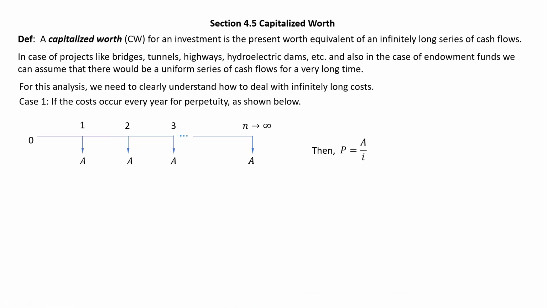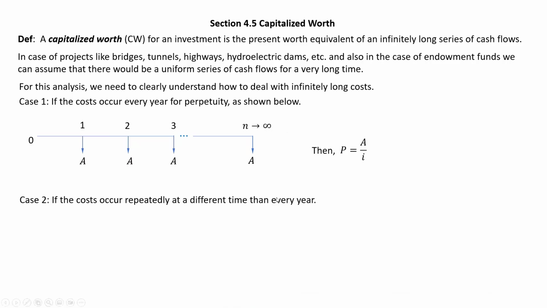Okay, if you don't recall this formula, that's perfectly fine. But the main point is that this formula actually came from the original formula for P given A, and taking the limit of it as n approaches infinity. With a little bit of mathematical manipulation, we saw that P would be A over i. Cool.